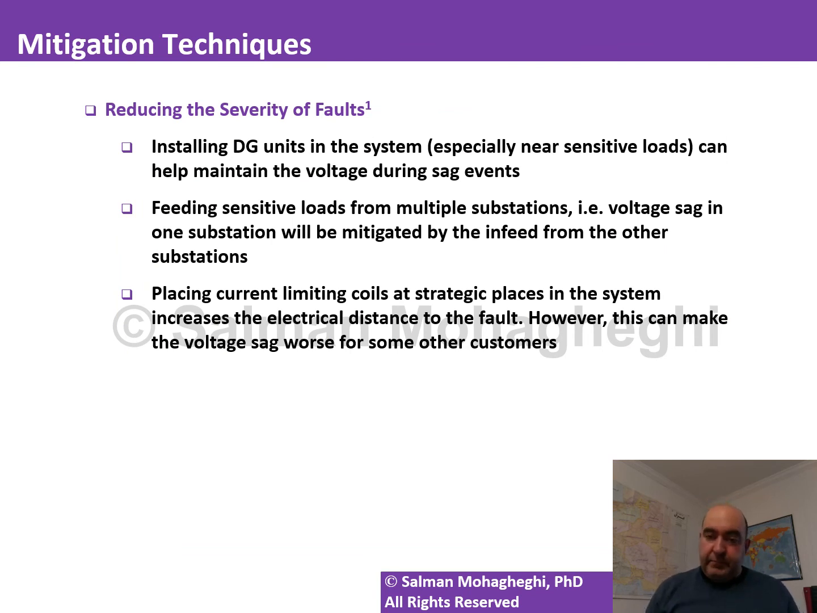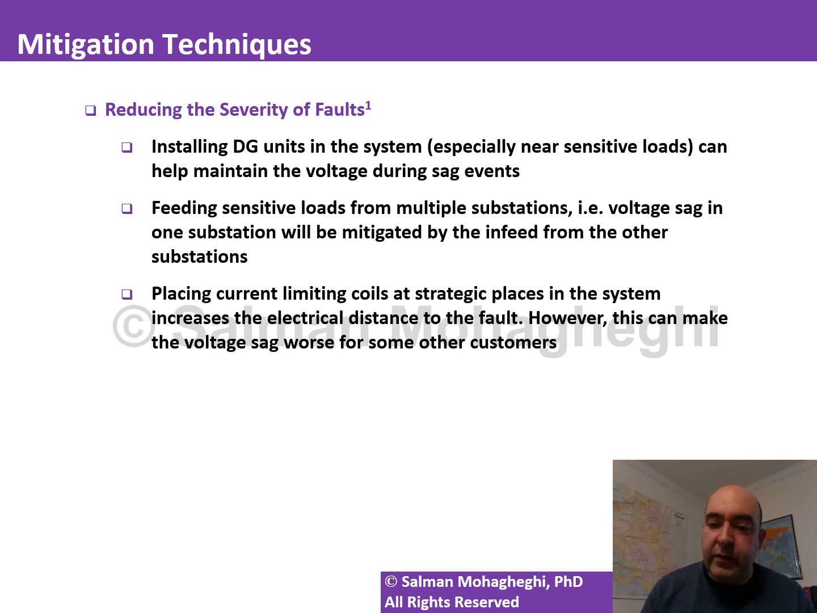Okay, in addition to improving the protection system, when it comes to the power grid itself, one other thing we can do is reduce the severity of faults. So imagine we have done everything we could about reducing the number of these faults. We have done our best to have a very efficient protection system, but this is not enough. Other things we can do is to help the system maintain its voltage for a longer period of time.